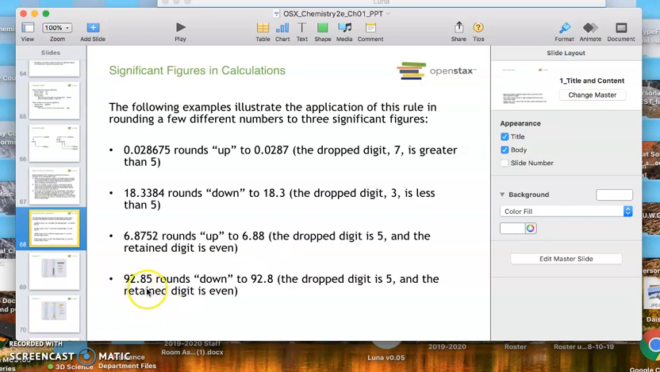Okay, last example here. We need 3 significant figures. 92.85. Here, we're not going to round up because the 5 is not being retained. The 8 is going to be retained. It's an even number, so that's why we retain the 8, and not round up to 92.9.